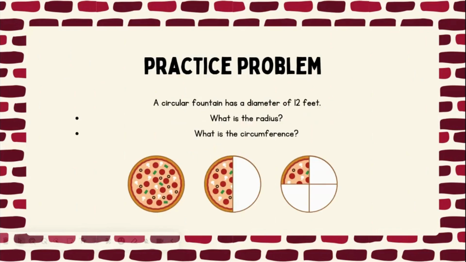Now, here we're going to have a practice problem, so pause the video and see if you can solve this problem by yourself. A circular fountain has a diameter of 12 feet. What's the radius and what's the circumference? I'll reveal the answer on the next slide.